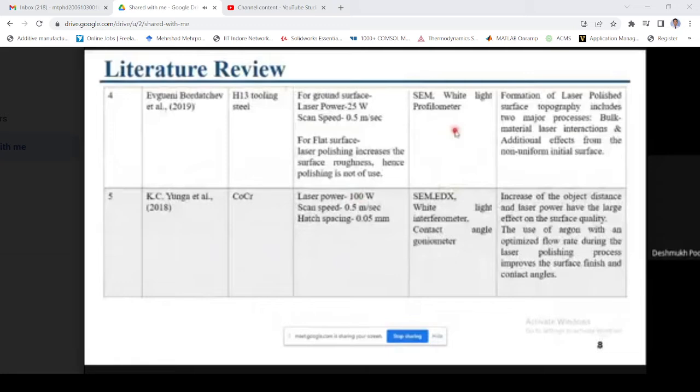Here are the researchers who studied two major processes. The formation of the laser polished surface includes two major processes, of which the first is the initial properties.